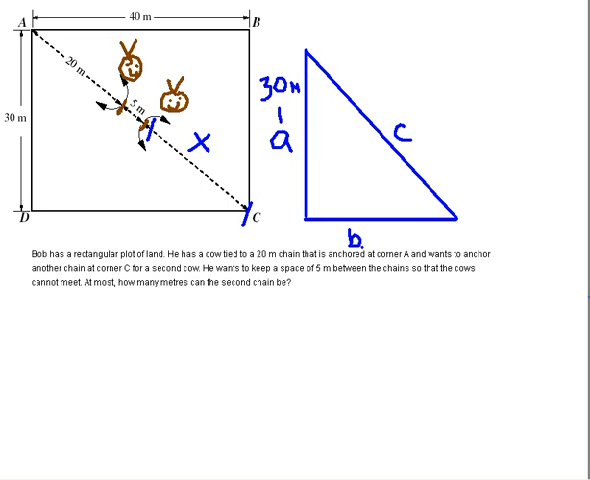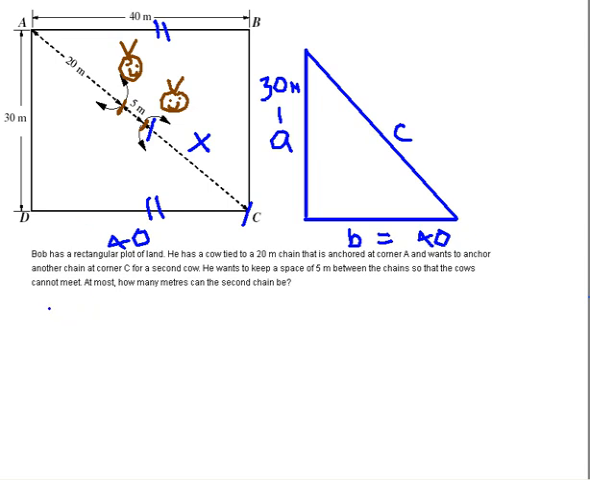What we can also infer from the question is the distance of side b. Now, the question doesn't directly tell us what the distance between D and C is, but we do know that side A to B is 40 meters. This is a rectangular plot of land, as the question states. Therefore, we know that A to B must be parallel to side DC, and given that this is a rectangular plot of land, side DC must be 40 meters. And therefore, side b is 40 meters. So this makes things a little bit easier. All that we have to do now is find out what the distance for side c is, and from that we can later on infer what the distance x is.